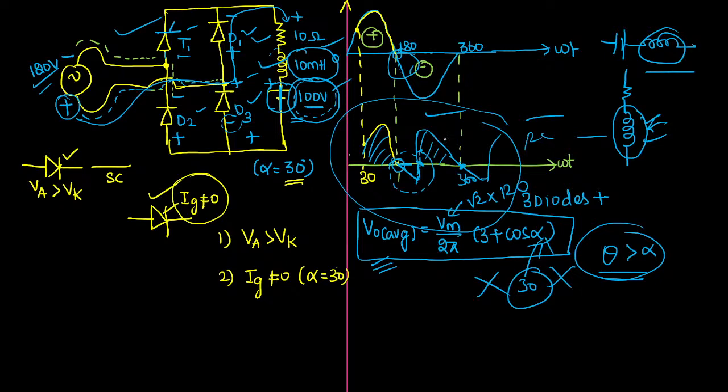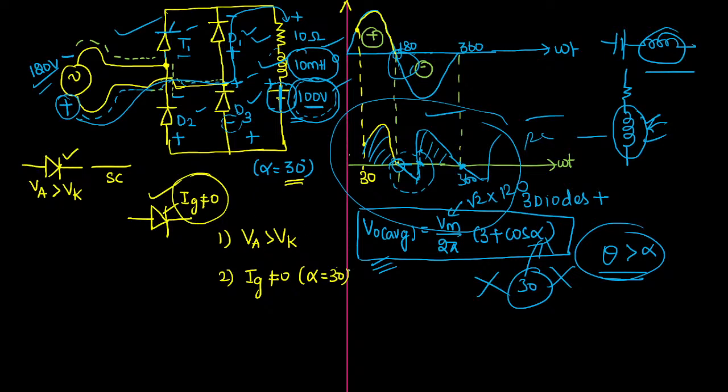Okay, fine. Chalo, we will go on to the next question now. I hope you understood this. Just substitute all the data. If you want to know the answer, I will do root 2 into 120. You will get 169.7, divided by 2 pi, and you will get 27.